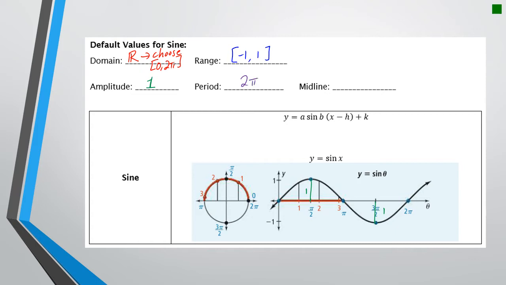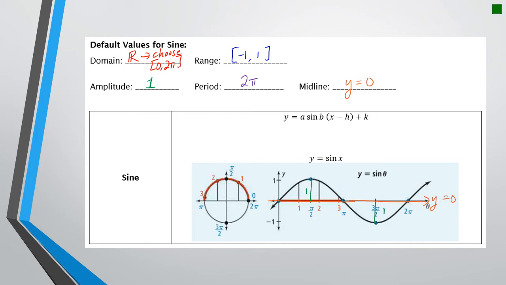And then last but not least is the midline. For this standard graph, the midline is going to be at 0, y equals 0. So you can kind of see it here. It would be this line that cuts right in the middle of the top and the bottom sides of your sine graph.